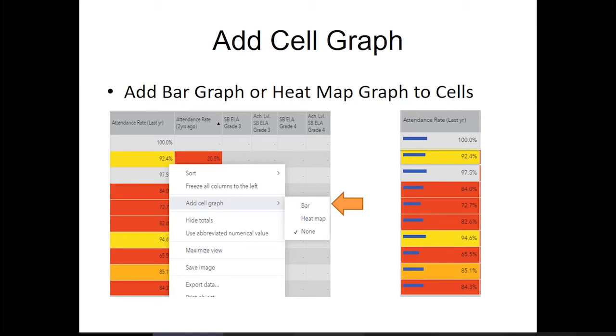If you like a combination of tables and charts, reading and seeing, if you will, try Add Cell Graph. Right-click on a column in the table. Here I've chosen attendance rate last year. Select Add Cell Graph and select a bar chart or a heat map. That one's a bit weird. This allows you the smorgasbord of tabular data and visual keys that will make you the envy of data geeks everywhere.